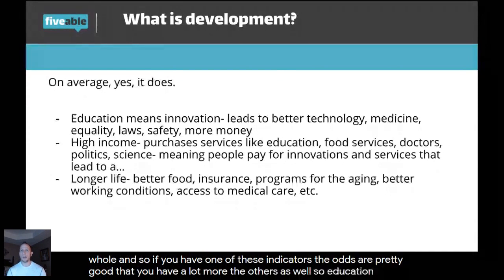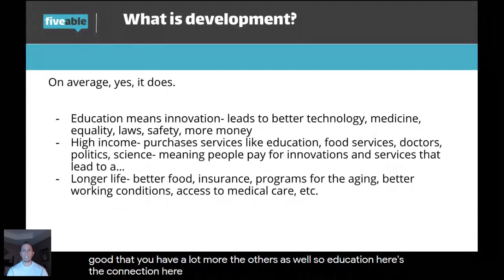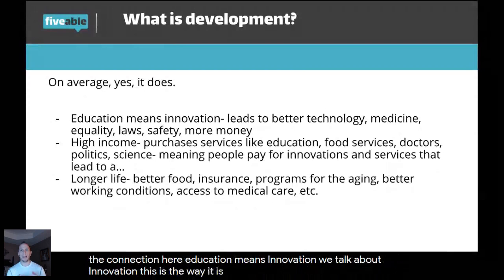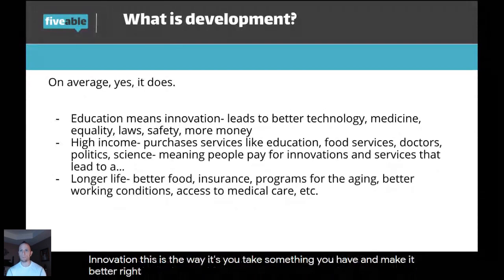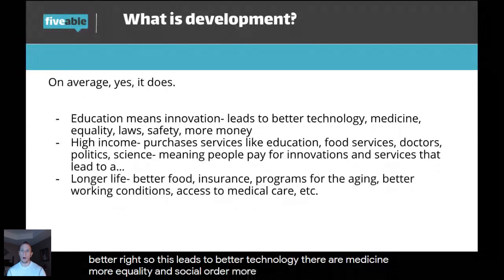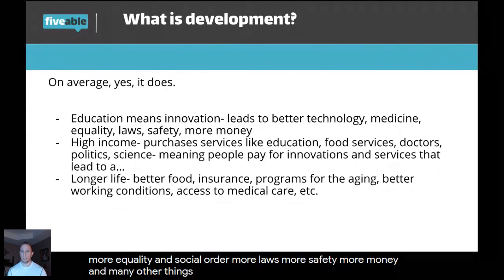So education, here's the connection here. Education means innovation. When we talk about innovation, this is the way that you take something you have and make it better, right? So this leads to better technology, better medicine, more equality and social order, more laws, more safety, more money, and many other things you can put in there.